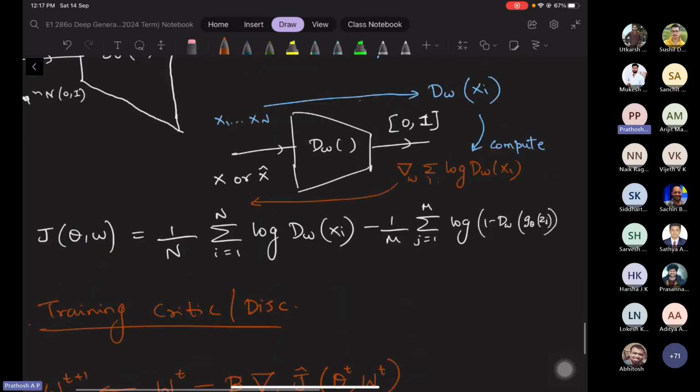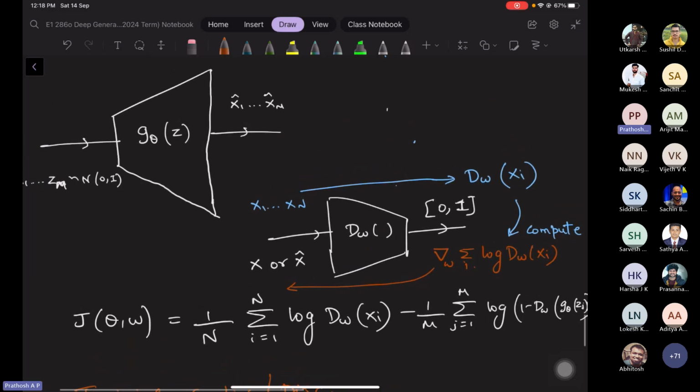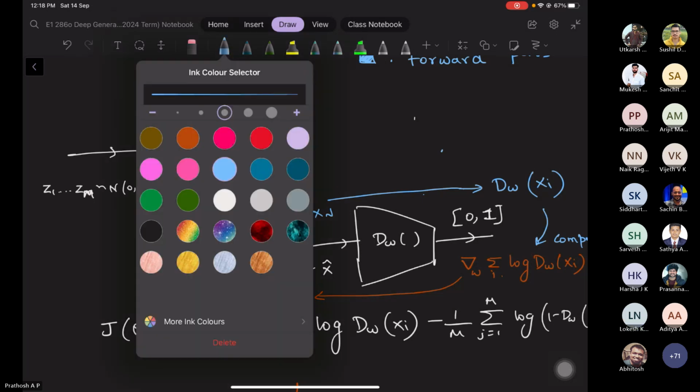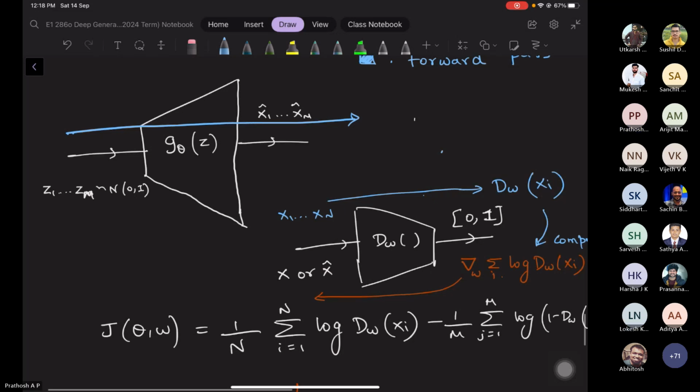Okay. So what about the second term? For the second term, we need to do one forward pass through the generator. Okay, this way we'll get the samples. Now take all these and pass them through the discriminator.